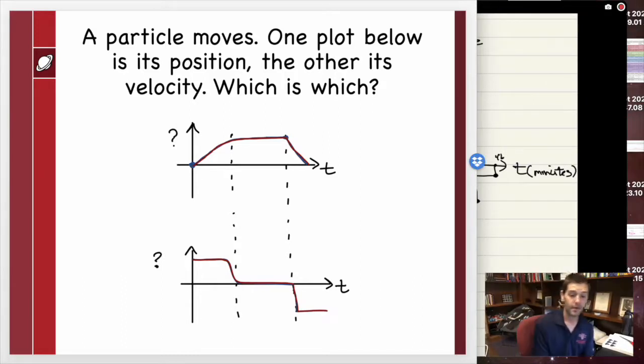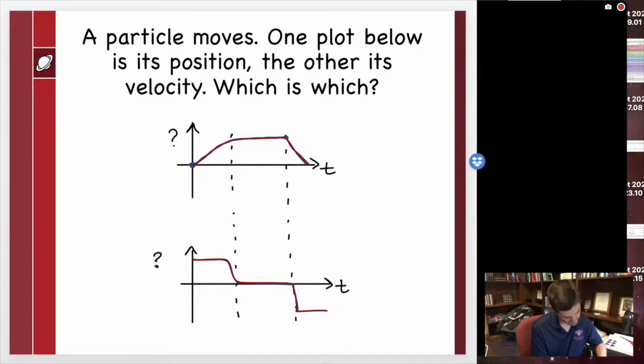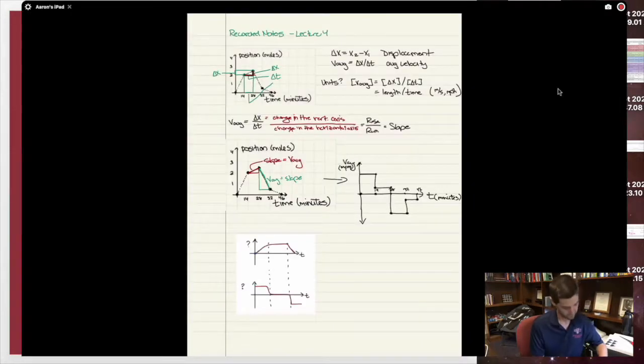So here, I would say that the top plot, do I have copies of this? Oh, I do. Let me actually throw it on my iPad. Switch over to this.